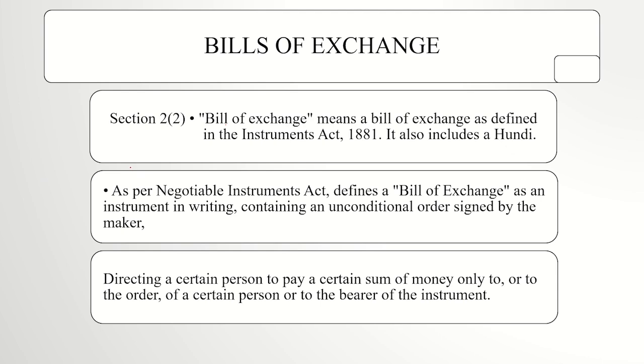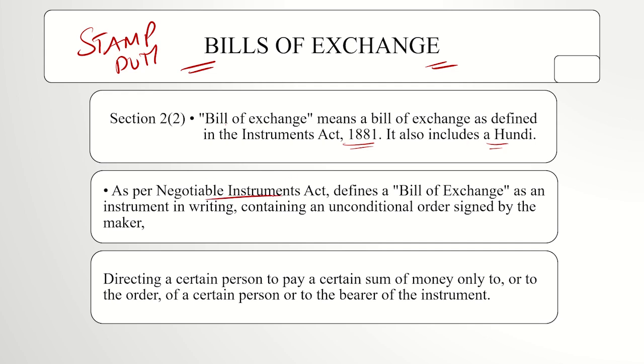Now we will come to the definitions under this act. In the definitions, first let us try to understand bills of exchange. In the Indian Stamp Act, you should know bills of exchange, because we have to know what a bill of exchange is and why we have stamp duty on bills of exchange. Yes, Section 2, subsection 2, what does it say? Bill of exchange means a bill of exchange as defined in the Negotiable Instruments Act 1881. It includes a hundi.